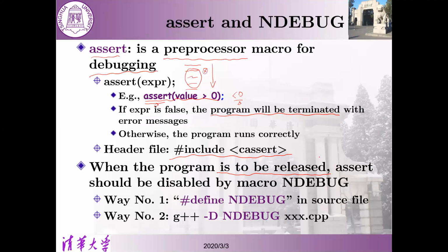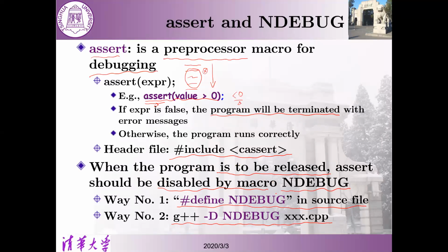When we release our program, we should avoid this assert because it takes time. Every assertion will be checked, right? So we can disable this macro by another macro named NDEBUG. Way number one to define this is to define this macro in the source file. Another one is to define NDEBUG by the compiler option.